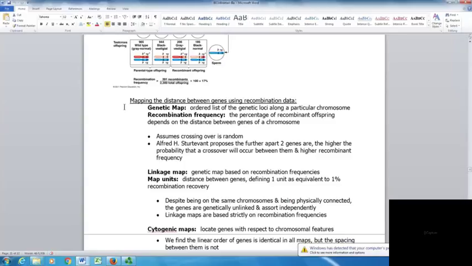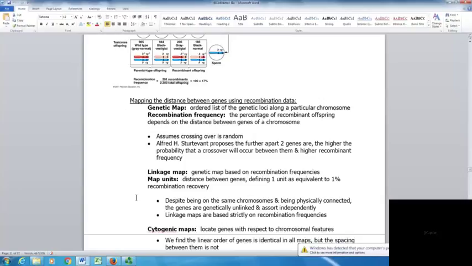Recombination frequency is the percentage of recombinant offspring. This depends on the distance between the genes on the chromosome. It makes the assumption that crossing over is random. Alfred Sturtevant proposed the idea that the further apart two genes are, the higher the probability that a crossover event will occur between them, and the higher the recombination frequency. So the closer the genes are to each other, the less likely they will be separated by crossing over. If they're farther apart, there's a better chance that a crossing over will occur and separate them onto 2 different chromosomes.